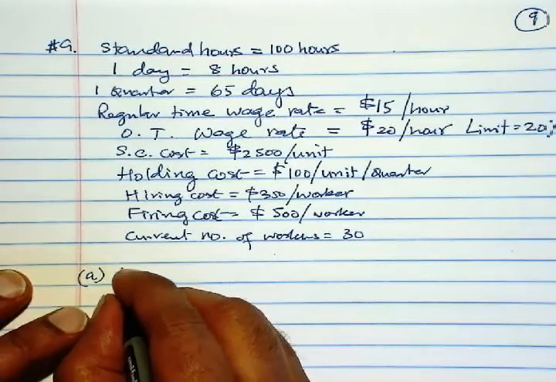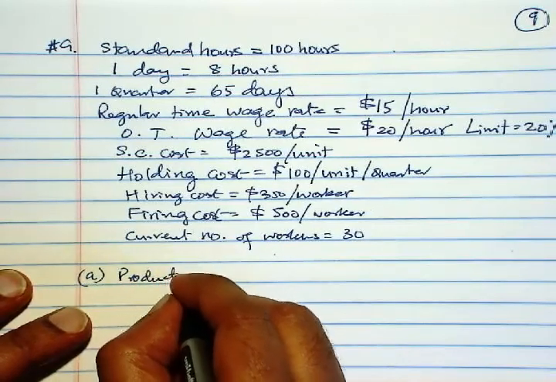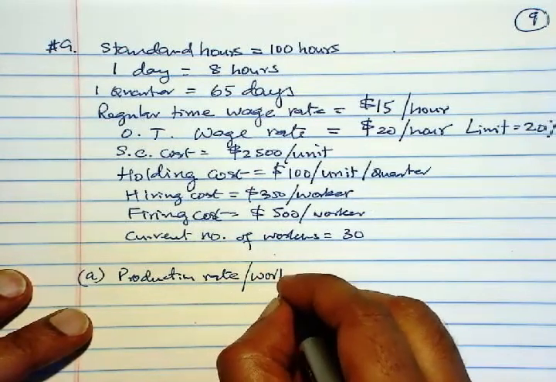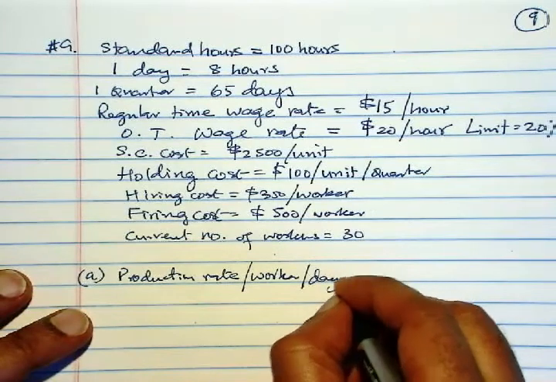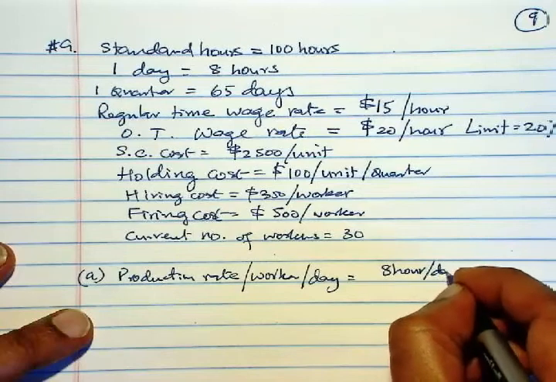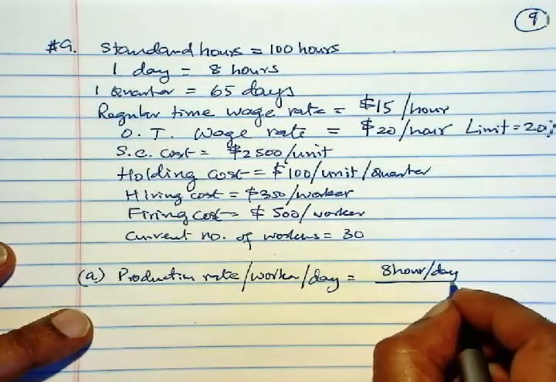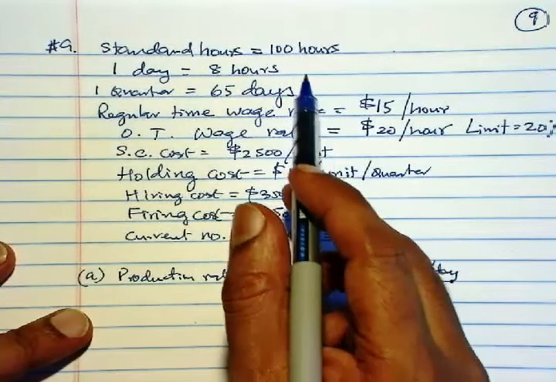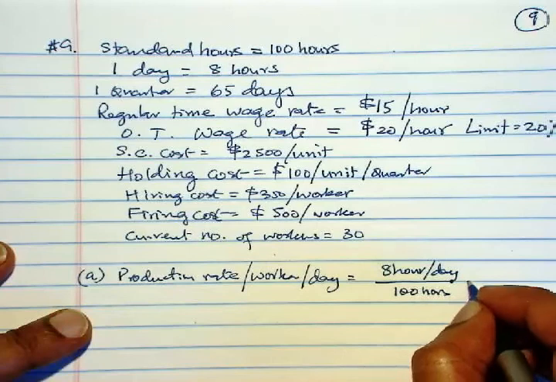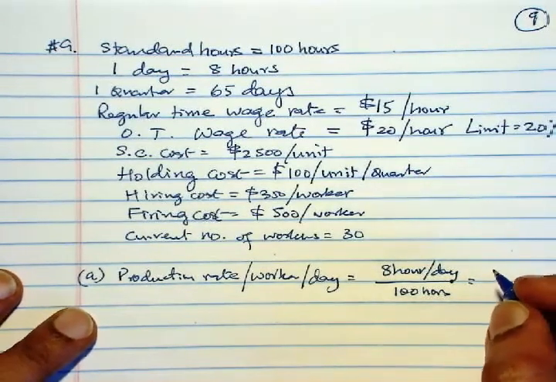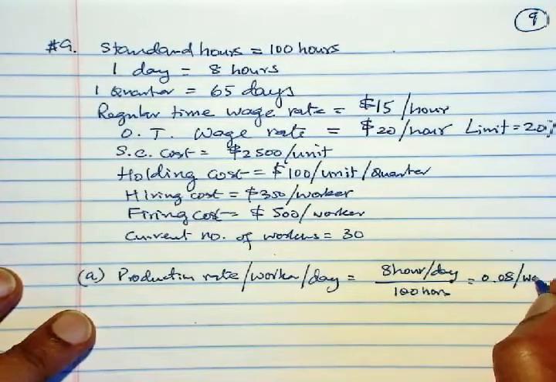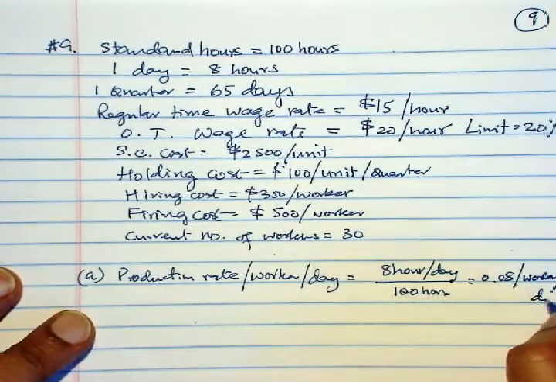So production rate per worker per day is, it is 8 hours a day that one worker works, and it takes 100 hours of standard hours. So we get the production rate as 0.08. So that is per worker per day.